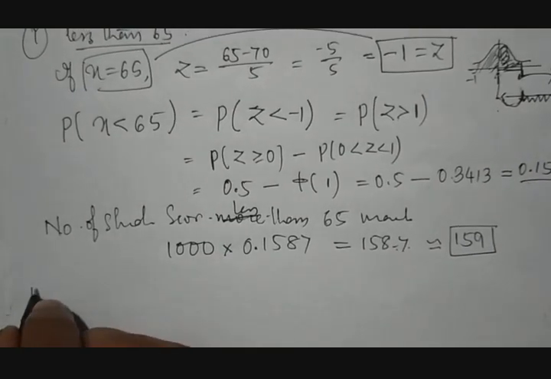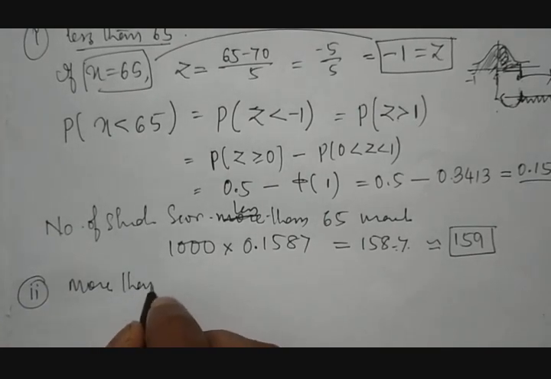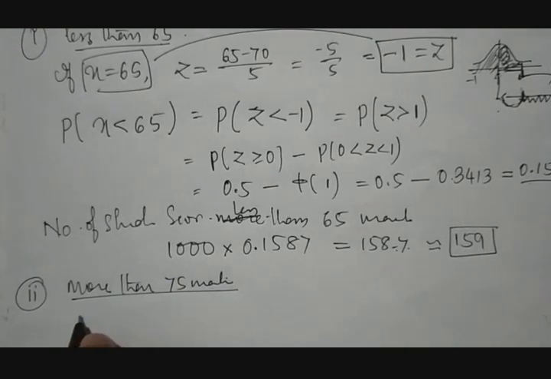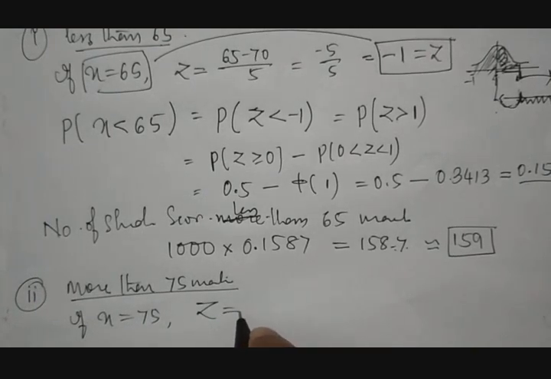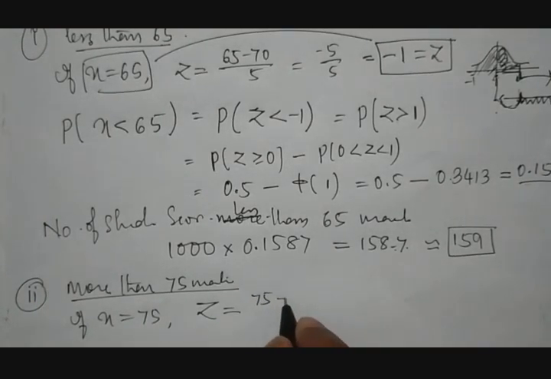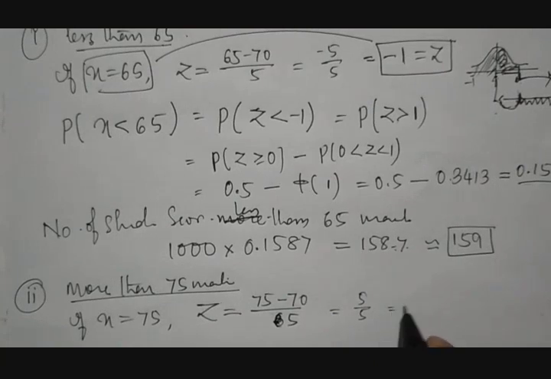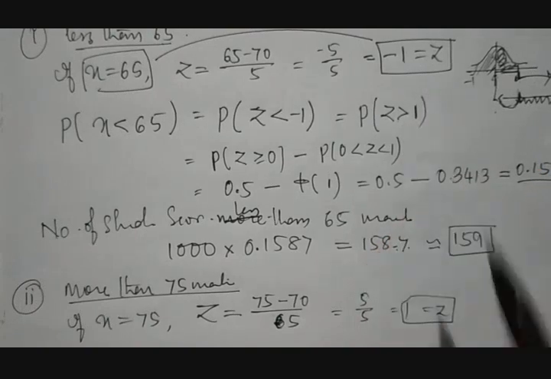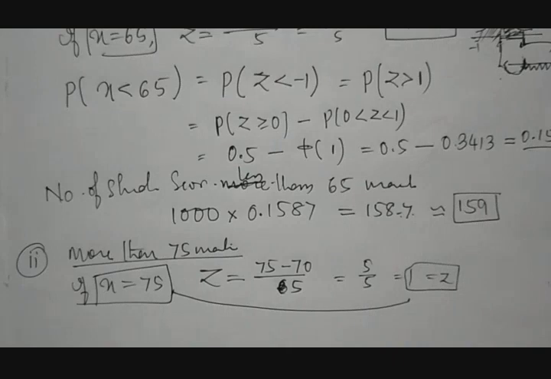Then we take the second case. What is the second case? The second case is students who scored more than 75 marks. Here x is equal to 75. Then z will be x minus mu. X is 75, minus mu is 70, divided by standard deviation 5. So it is 5 divided by 5, which is 1. So z is equal to plus 1. We already calculated that here. Therefore, if x is 75, then z is 1.